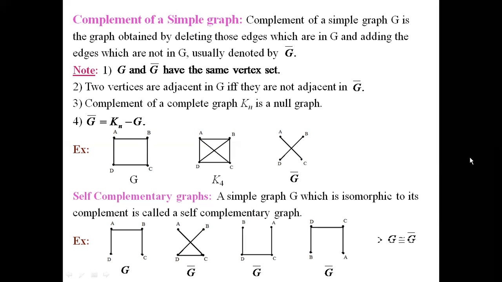So with all these basics about the graph, subgraph, spanning subgraph, induced subgraph and complement of a graph, we will move ahead to the problems part.